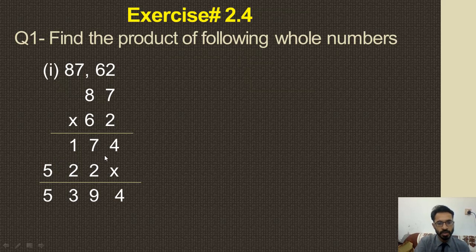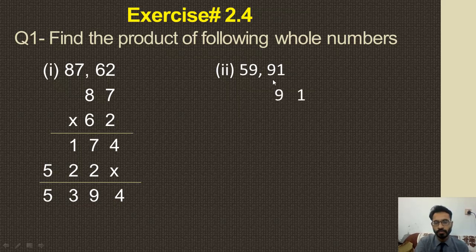After multiplication, now we will add them: 4 plus 0, 7 plus 2, 1 plus 2 and 5. After addition, we got 4 plus 0 is 4, 7 plus 2 is 9, 1 plus 2 is 3 and 5 as it is. So when we multiply 87 with 62, answer will be 5394. So product of multiplication of 87 and 62 is 5394. Now next part, given whole numbers are 59 and 91.